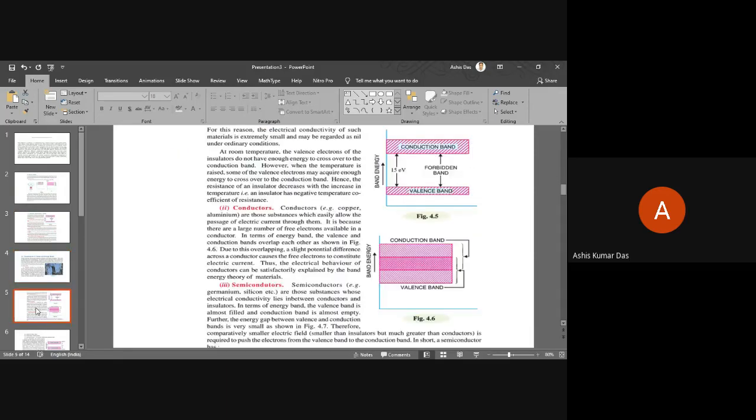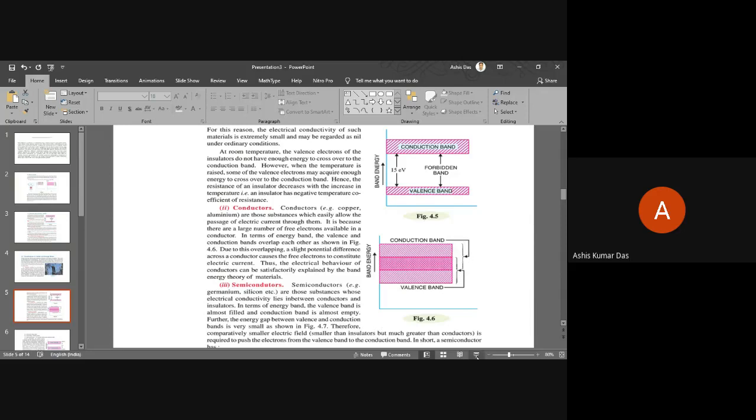Now, in case of a conductor, what is happening? You can see this is the band energy description of an insulator, with a forbidden energy gap of near about 15 electron volt, that means the gap between the valence band and the conduction band. But this is the energy band description of a conductor, and it has been shown clearly in this diagram.